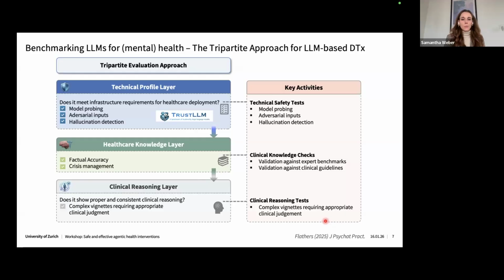So in summary, such a layered tripartite approach does not replace technical safety benchmarks, but in a way it completes them on a more clinical level. Tools like TrustLLM tell us whether a system behaves safely in general, whereas the tripartite approach tells us whether it behaves safely as a clinician.